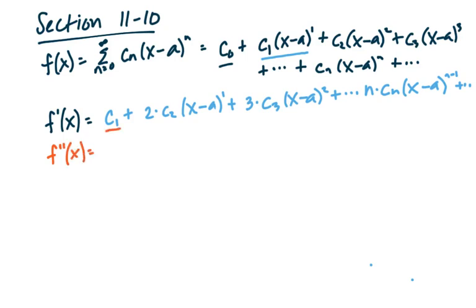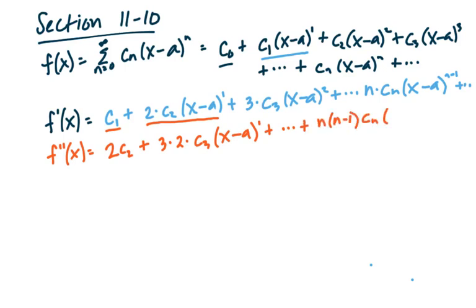So now let's look at the second derivative. The derivative of this constant is 0. The derivative here, we still have 2 c sub 2, but the derivative of x minus a is 1, so this became our constant. Plus, and I'm going to write it this way on purpose, we have 3 times 2 times c sub 3 times (x minus a) to the first, plus ... plus we have n times (n minus 1), following the same pattern, c sub n times (x minus a) to the n minus 2, and so forth.